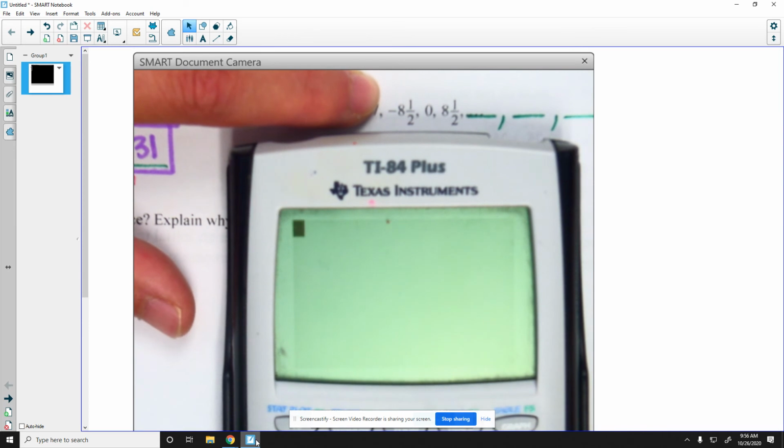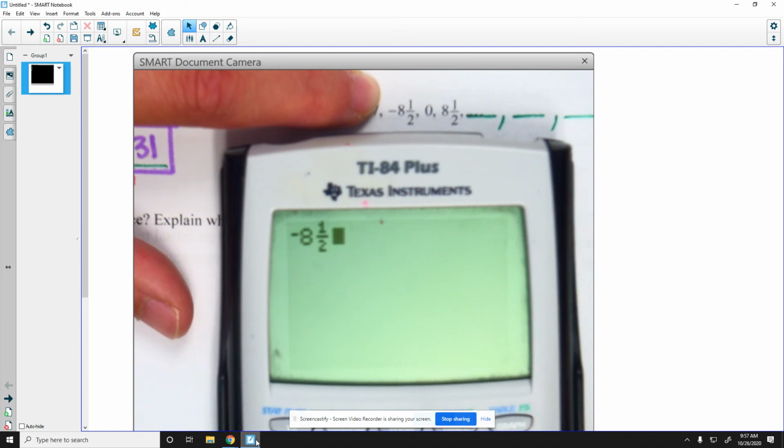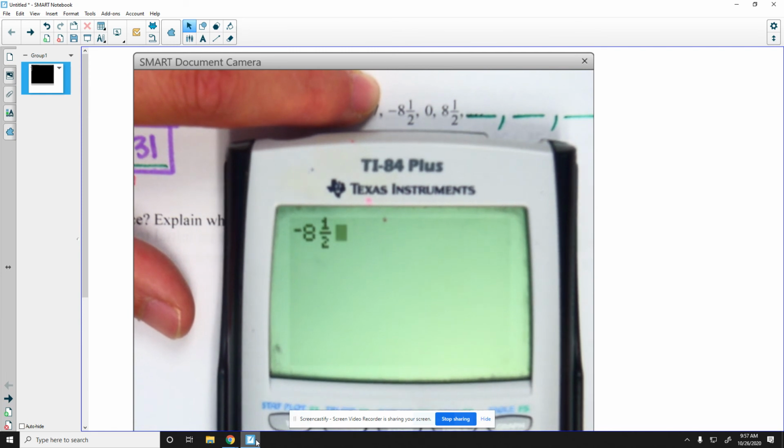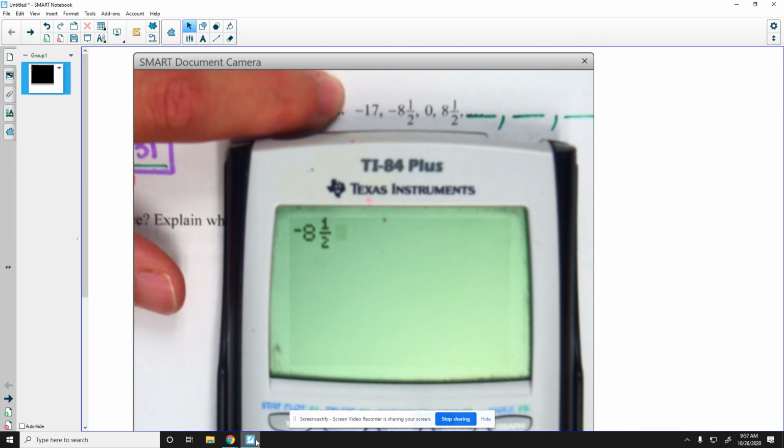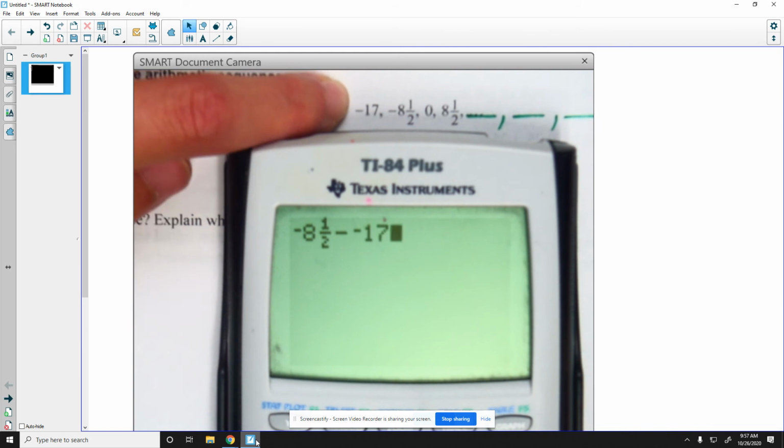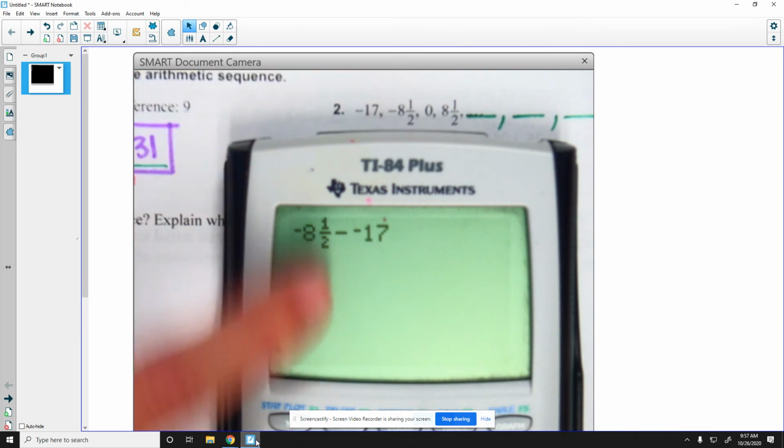If you forget that it's a second option and you just hit the first option, then do 1/2, arrow back until you get in front of it, and then just stick in a -8 and then forward. Like, you see how there's many ways you can type this in your calculator? But it's -8 and 1/2 minus, well, hold on, it's not -17, it's -17.